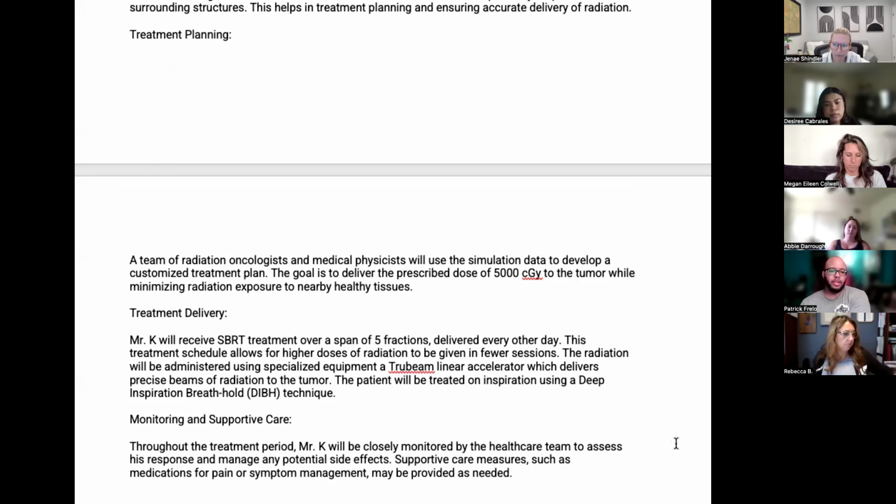Okay. Patrick, treatment delivery. Mr. K will receive SBRT treatment over a span of 5 fractions delivered every other day. This treatment schedule allows for higher doses of radiation to be given in fewer sessions. The radiation will be administered using specialized equipment, the TrueBeam accelerator, which delivers precise beams of radiation to the tumor. The patient will be treated on inspiration using a deep inspiration breath hold technique.